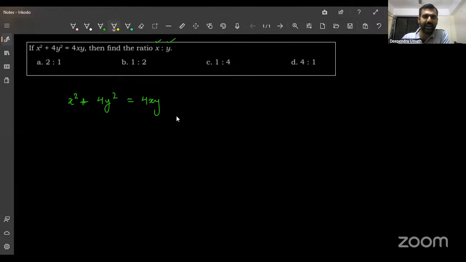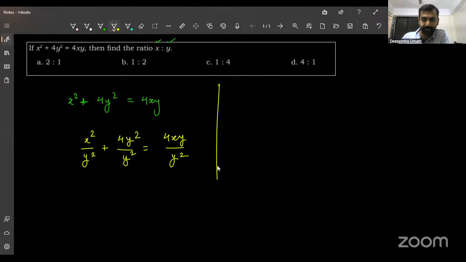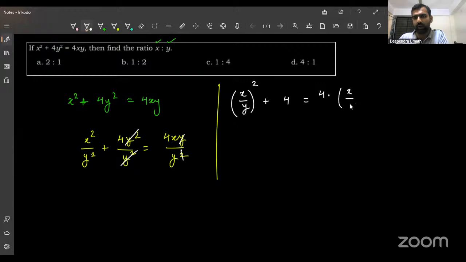What I do here is I am dividing both the sides by y square. I repeat, I am dividing both the sides by y square. So when I do that, it becomes x square by y square. It becomes 4y square by y square, which eventually helps you in cancelling the y square by y square. And here you have 4xy by y square. Now, what I do next is, I hope you all can see it very clearly. x square by y square can be written as square of x upon y, plus here this y square gets cancelled, so this is going to be 4. And here this y cancels one of the y's, which means you're left with 4 times x upon y.